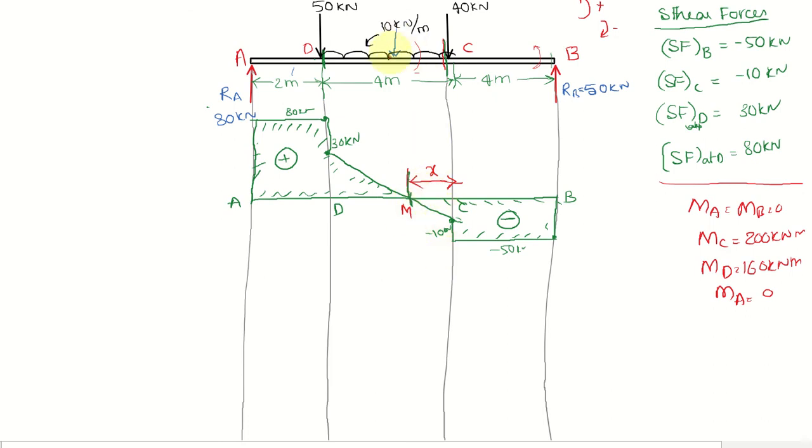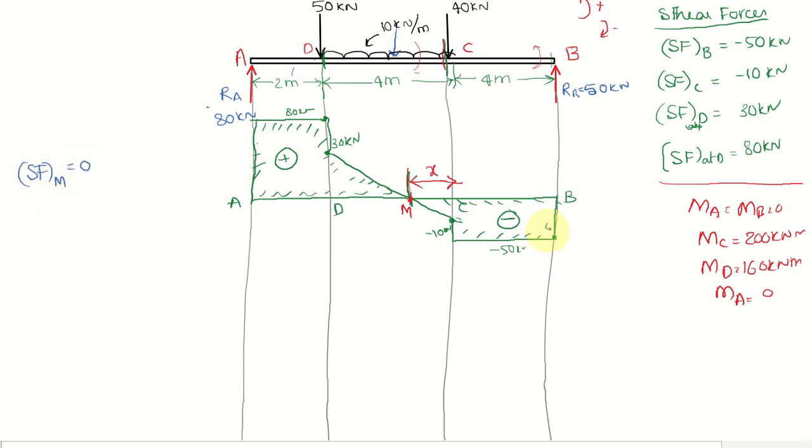So let us now try to find out what is this distance. So for that we need to find out shear force at x. The shear force at M will be 0, right. So at this point shear force is 0, right. So we need to consider that shear force is 0. So let us try to calculate, you will understand it better. Okay, shear force at M is equal to 0.